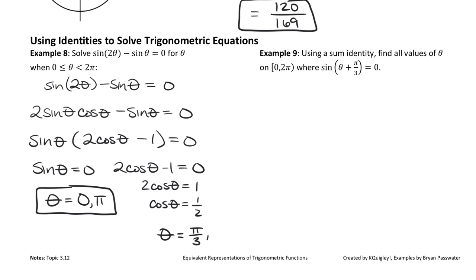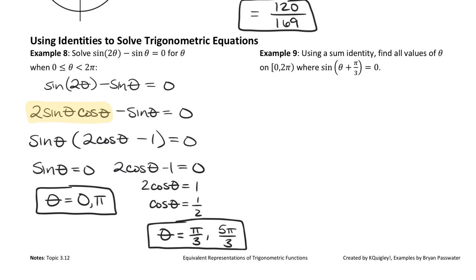Quadrant 4, 5 pi over 3. There's my 4 solutions. So it's what we did in 3.10 and what we did in 3.11. It's just that this step right here, when we took the double angle identity and substituted this in. Otherwise, it's exactly the same. We're just adding tools to our toolkit to be able to solve these functions.